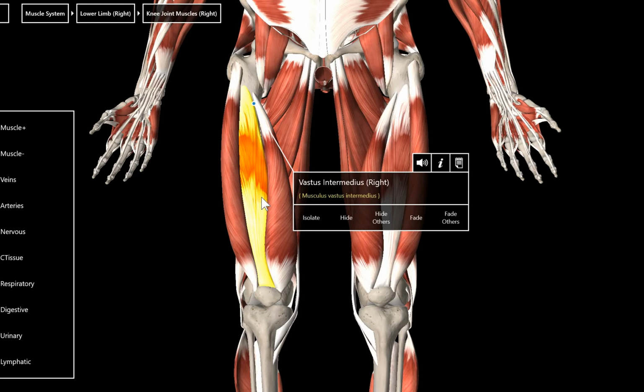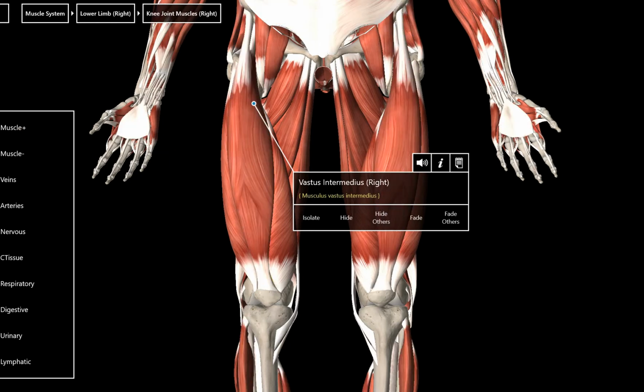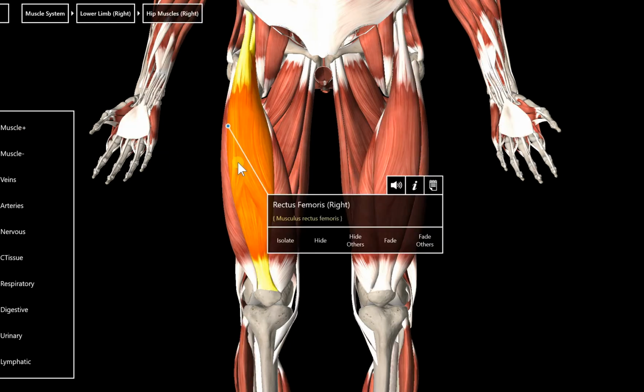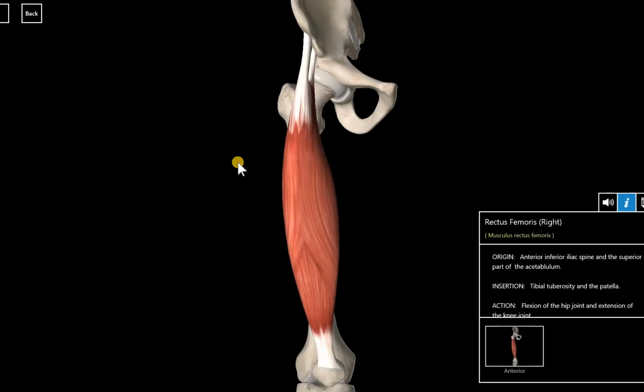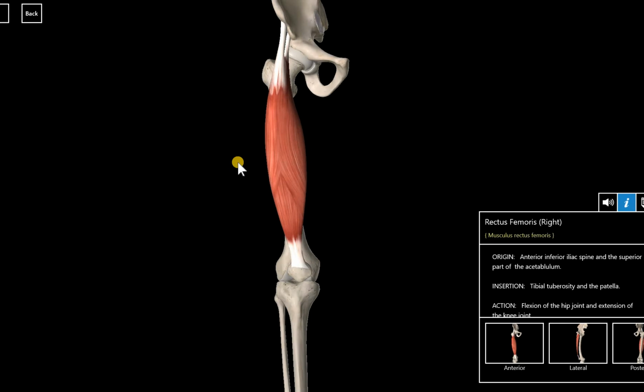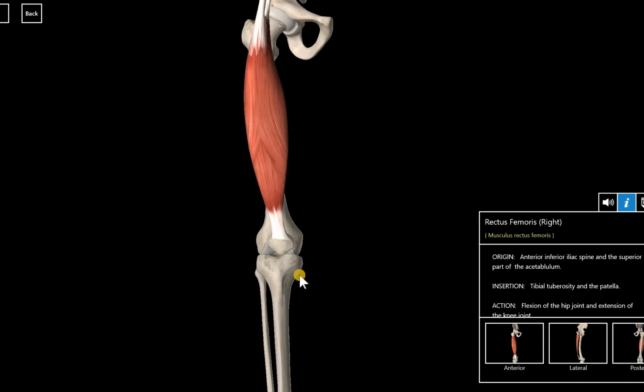And then the muscle that goes on top, the rectus femoris. Okay, we'll start with this one. Okay, the rectus femoris is between the 4 muscles. This one is unique because it crosses 2 joints. It crosses the hip and the knee.